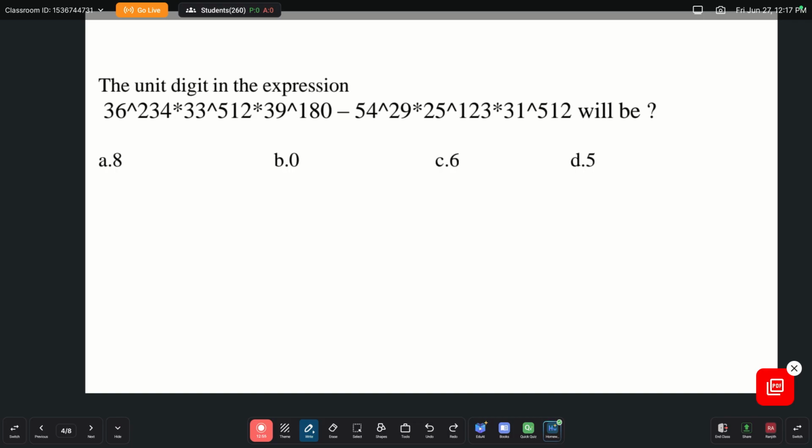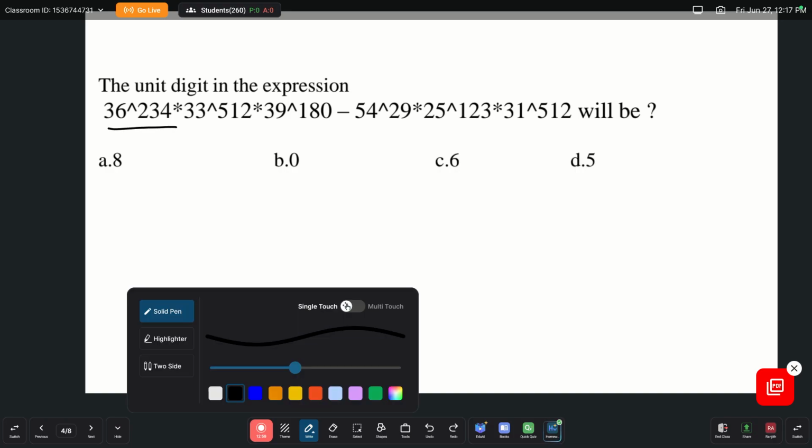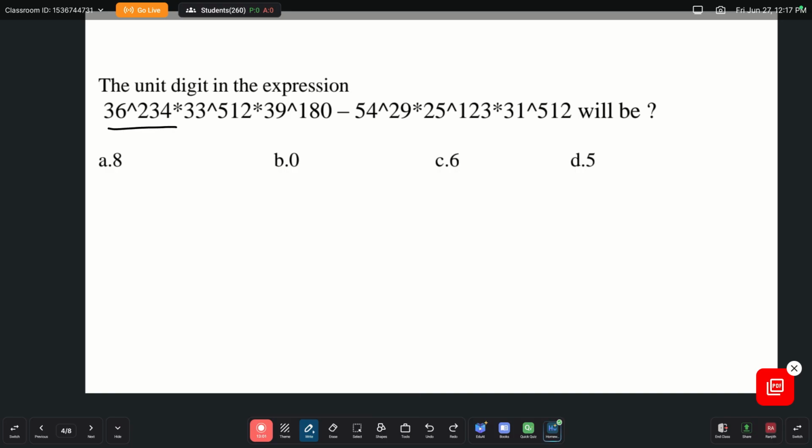8 power 1 equal to 8. 9 power 1 equal to 9. So 7 3s are 1. 8 9s are 72, so 2. Again last unit digit of 1 into 2 will be equal to 2. So final unit digit of given number equal to 2 is the answer.